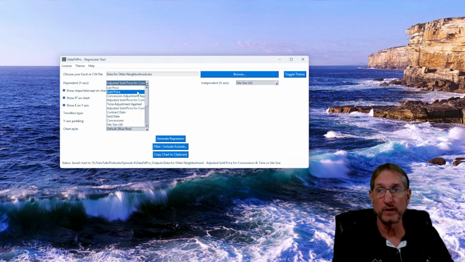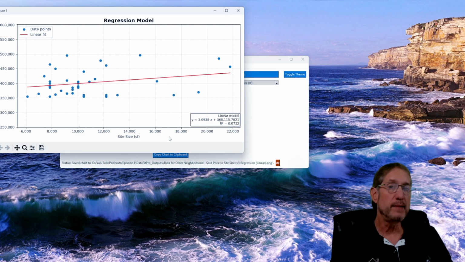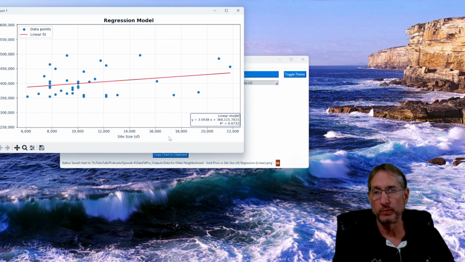So first we're going to look at the sold price versus site size, older neighborhood data, same data. So we're getting about $3.09 a square foot. Now that's based on just the actual sold price in the neighborhood.